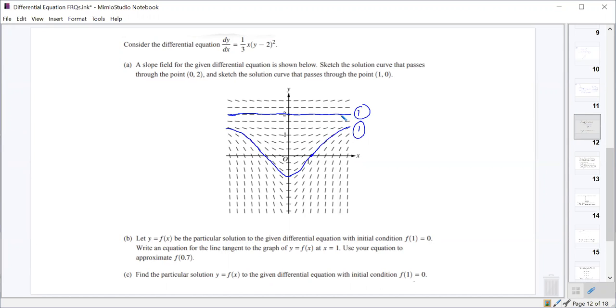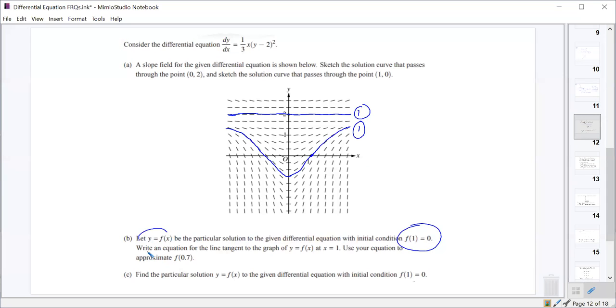Okay, so that's how you would have made sure you got both those points. For part B, B was the one where it asked you to find the particular solution, or not to find the particular solution, but it says f of x is the particular solution through the point 1, 0. We want to write an equation for the tangent line to f of x at x equals 1.